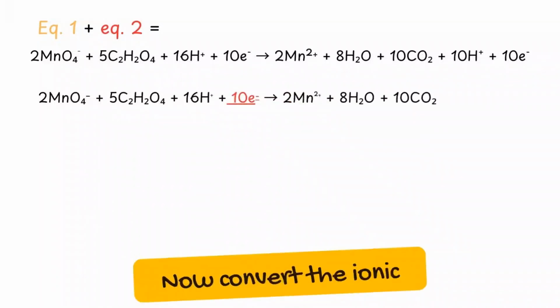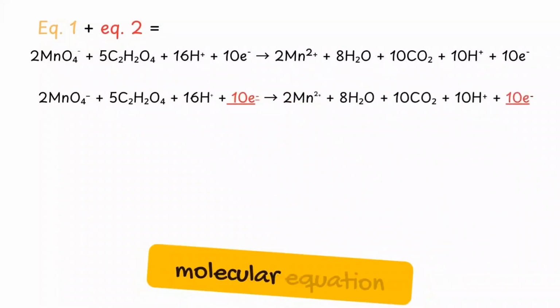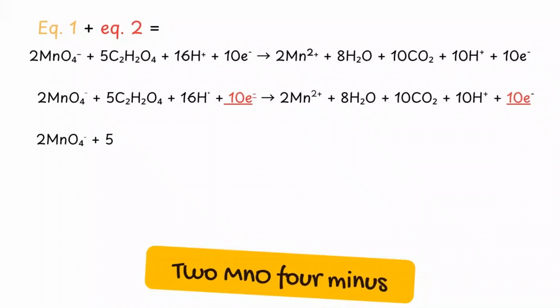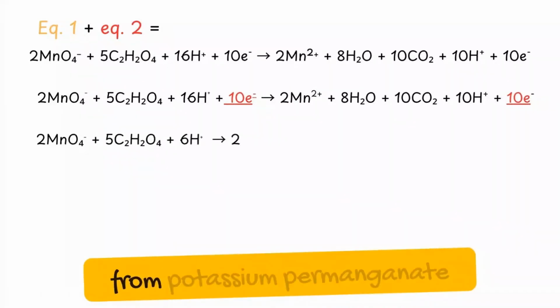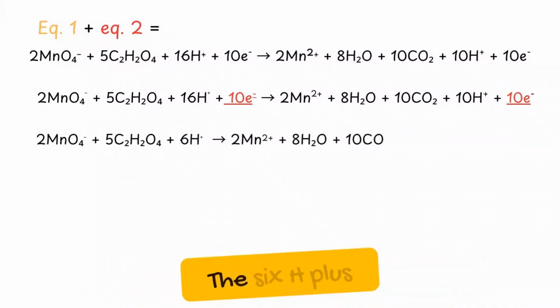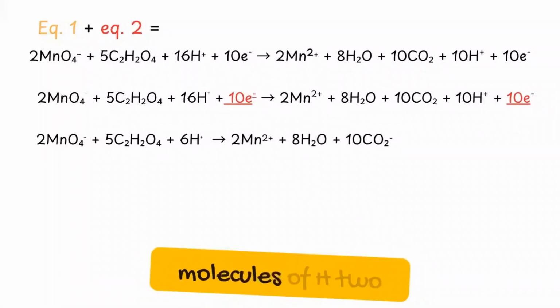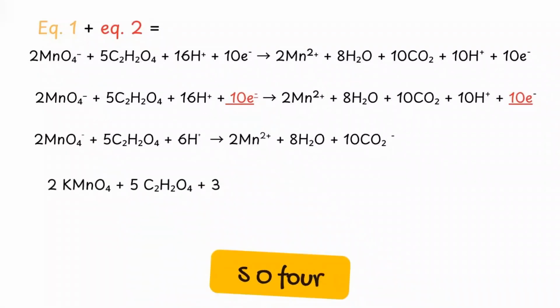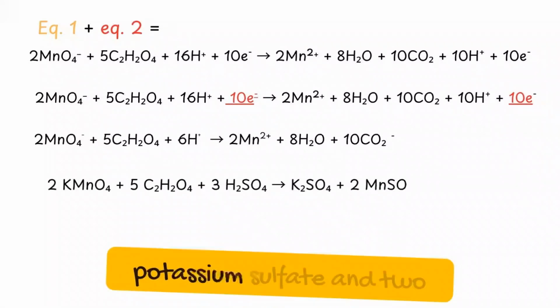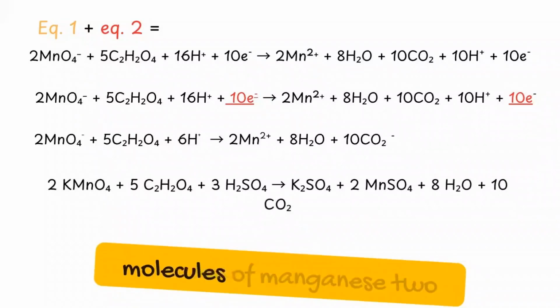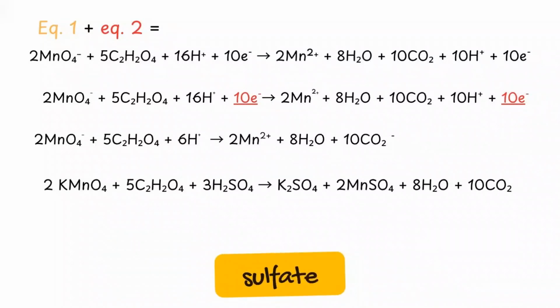Now convert the ionic equation into the full molecular equation. 2 MnO₄⁻ comes from 2 molecules of potassium permanganate. The 6H⁺ ions come from 3 molecules of H₂SO₄. The sulfate ions form potassium sulfate and 2 molecules of manganese sulfate.